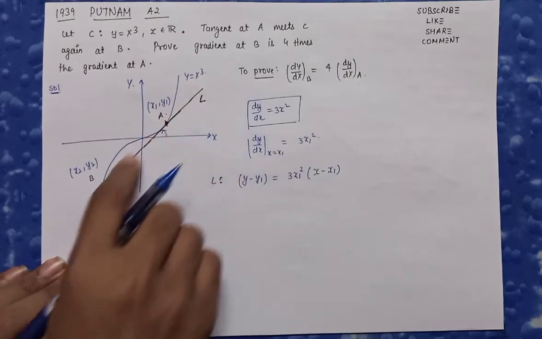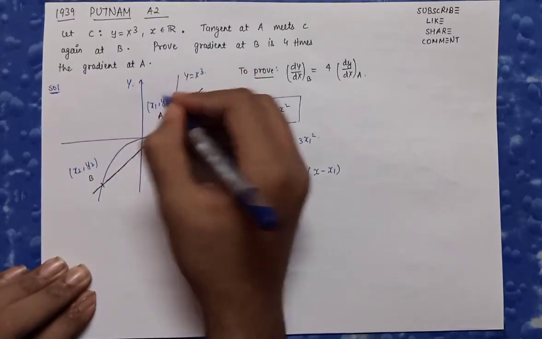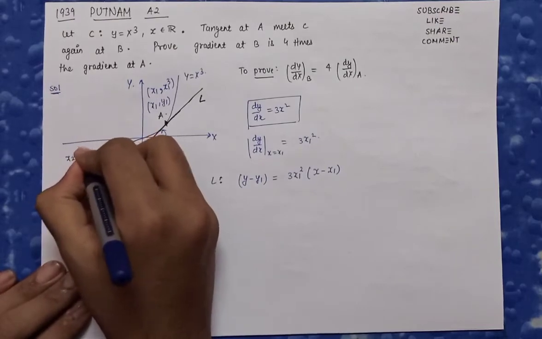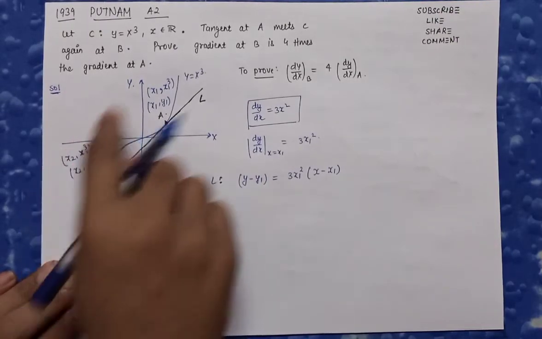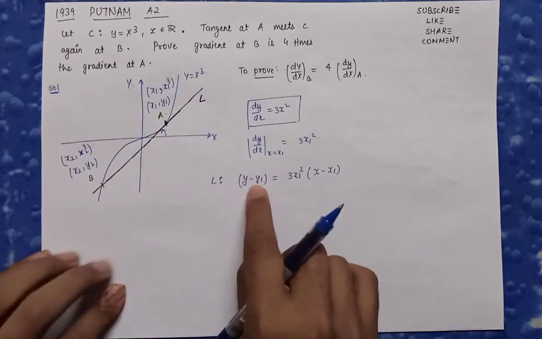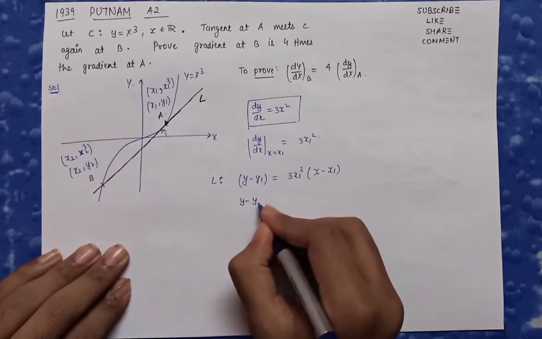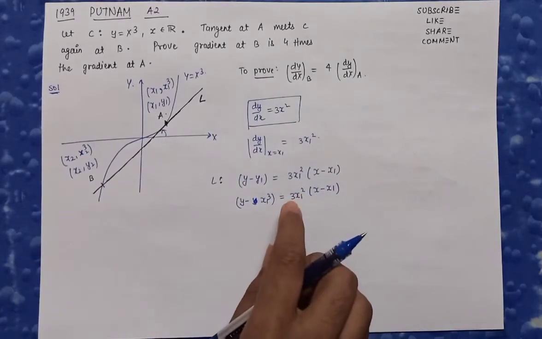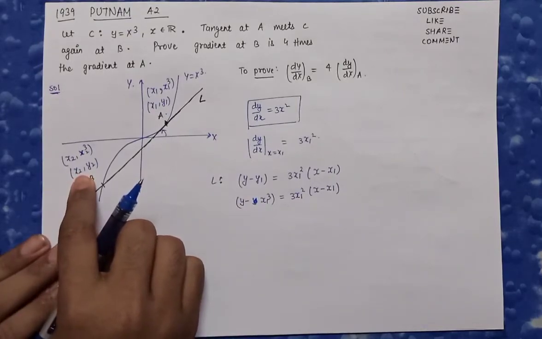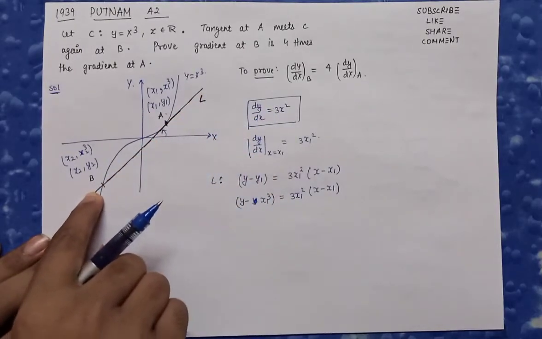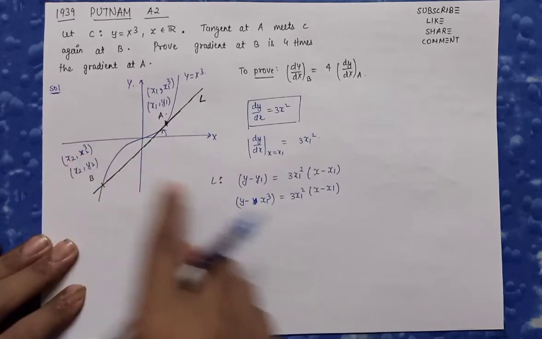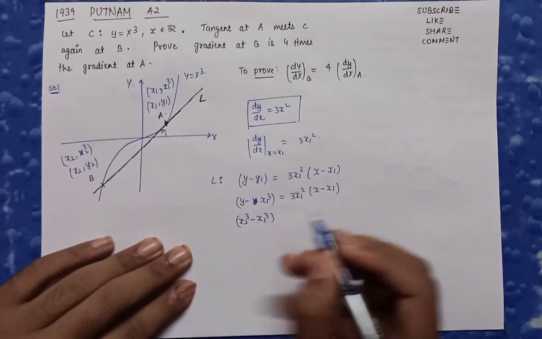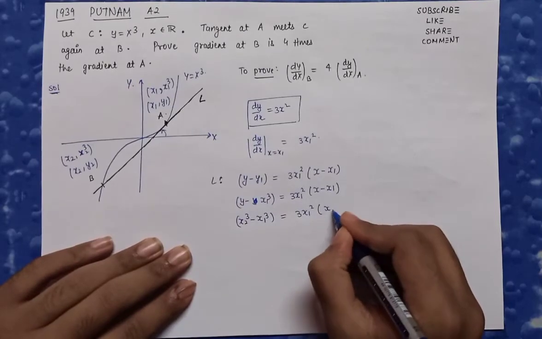Since x1 and y1 lie on the curve y equals x cubed, we can write y1 as x1 cubed. So this point can also be written as x1 comma x1 cubed, and similarly this can be written as x2 comma x2 cubed. From here on I will use these coordinates in just one variable. Rewriting y1 as x1 cubed, y minus x1 cubed equals 3x1 squared times x minus x1. Now I am trying to find x2. This line also intersects the curve at B, whose coordinates are x2 comma x2 cubed. So substituting x and y as x2 and x2 cubed, x2 cubed minus x1 cubed equals 3x1 squared times x2 minus x1.